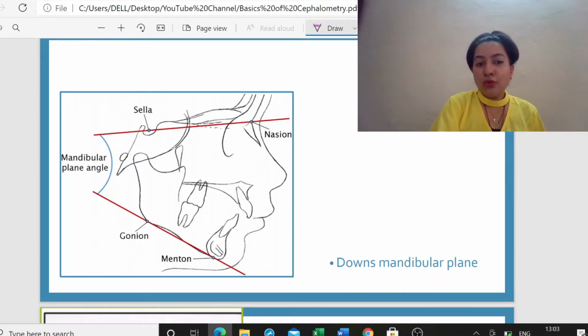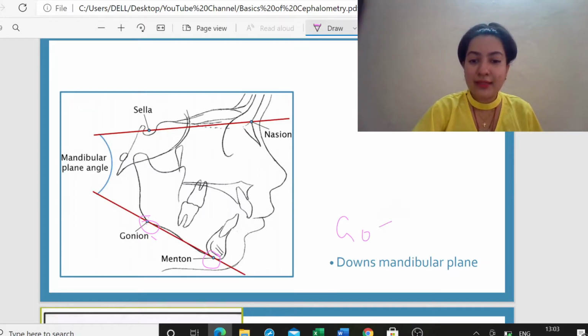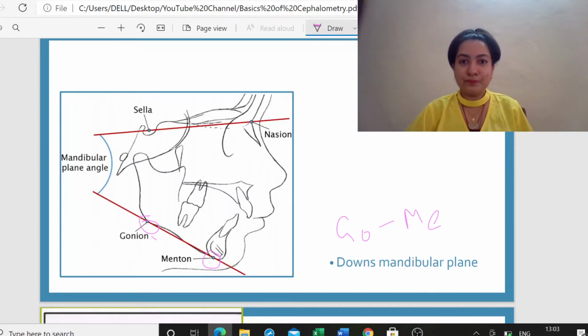According to Downs, when two landmarks, that is gonion and menton, are used and a line is drawn touching these two landmarks, the plane which we get is mandibular plane. Therefore, Downs' mandibular plane is represented by two landmarks, that is gonion and menton. Okay, so this is again one thing which you have to remember. You should know the three planes which were given by three authors and which were the landmarks used. So Downs used gonion menton. Steiner used gonion and gnathion. So gonion was common for both of them. But one said menton and the other said gnathion.